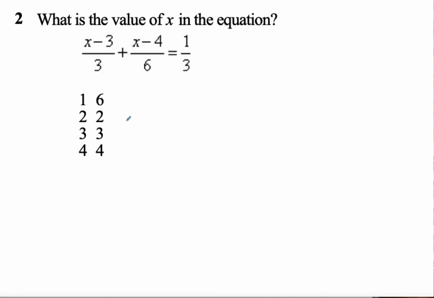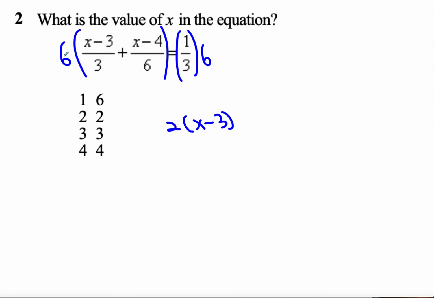What is the value of x here? When you have an equation with fractions, we've got to multiply by the common denominator. What is the common denominator that you see over here? It would be 6. So I'm going to multiply by 6 here, and multiply this one by 6. So 6 and 3 cancel away. We have 2 left, times x minus 3. And 6 cancels away, so we just have x minus 4 equals 2.